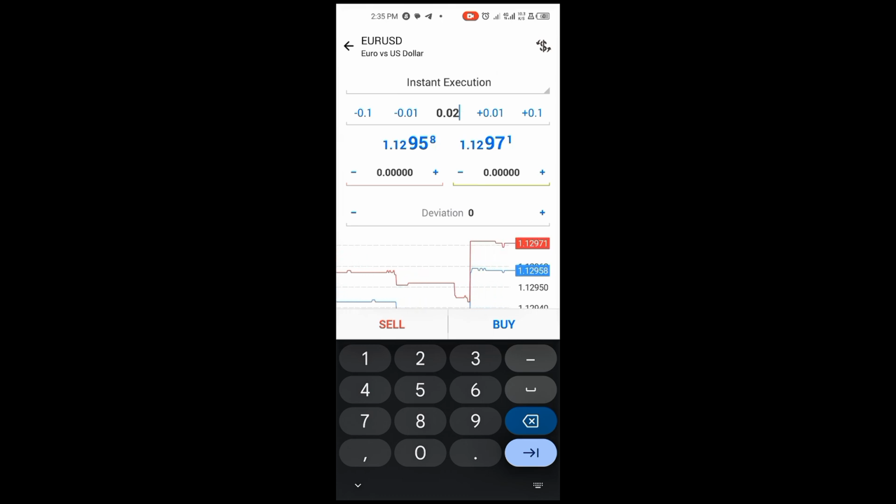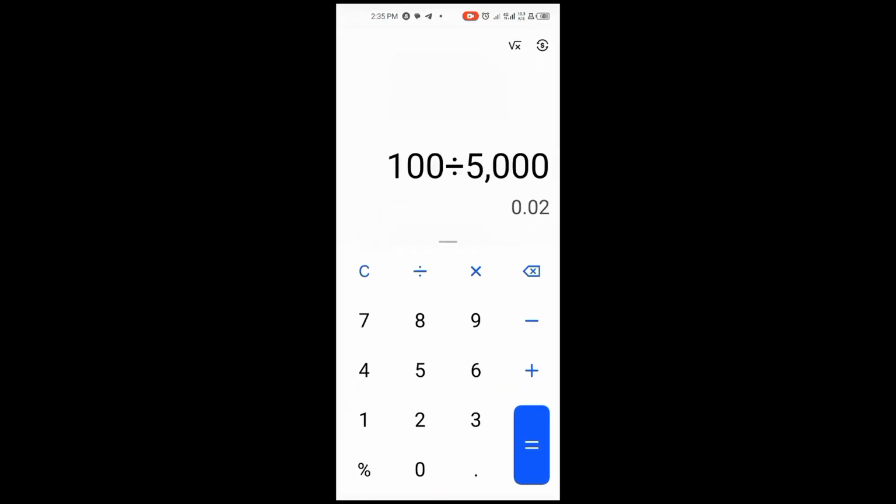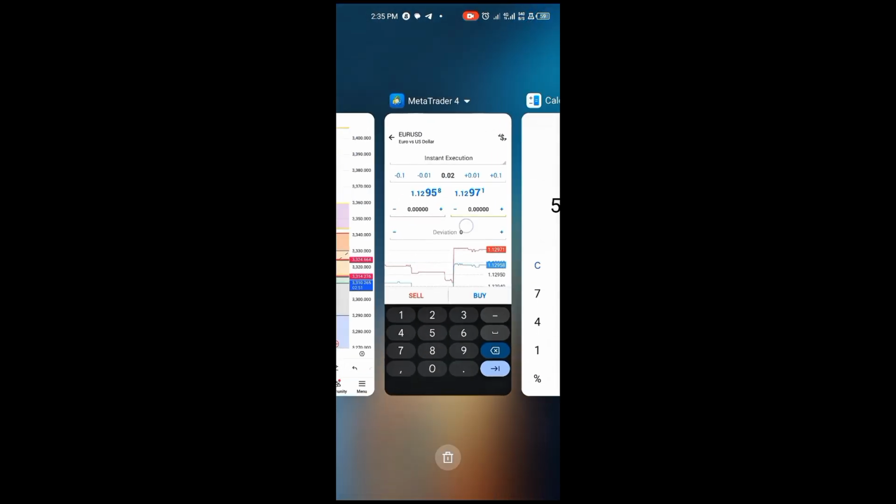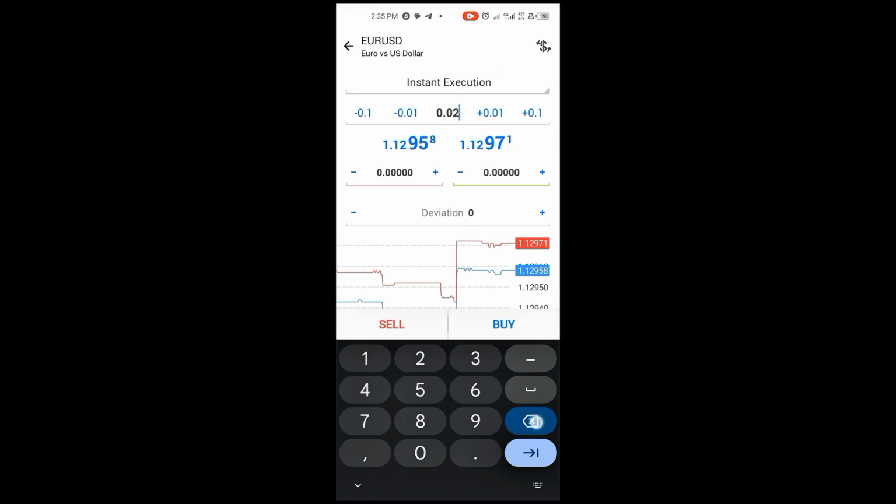So if I have $500, for instance, I simply say 500 divided by 5,000. It gives me 0.1. Okay, 0.1 lot size, which is a mini lot size. So I come here and put 0.1 lot size. That's the lot size you are using.